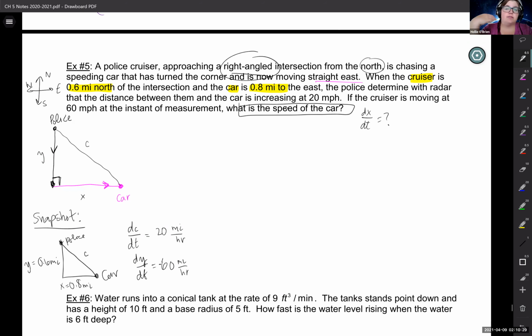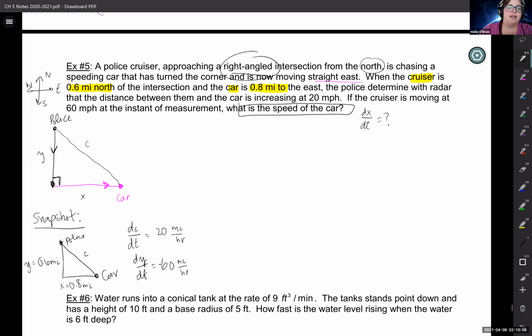Okay, pause, questions. Because once we've drawn it and written out the things we need to know, for instance, the differentials, dy dt, dc dt, knowing that this 20 miles an hour is dc dt, the rate of change of our hypotenuse, you guys could totally finish this problem. You know exactly what to do.